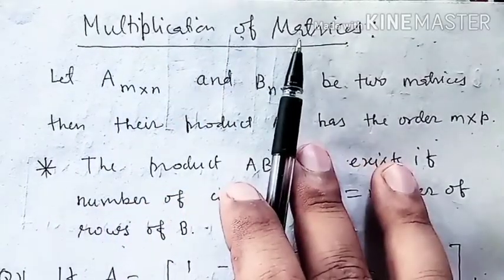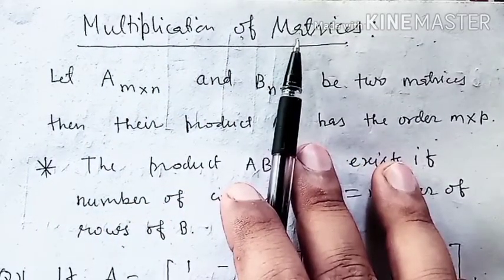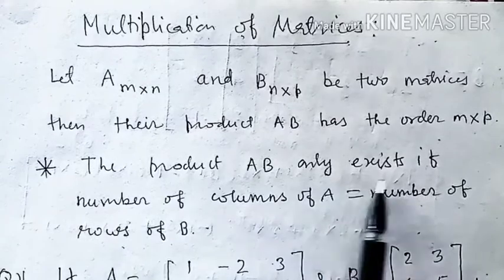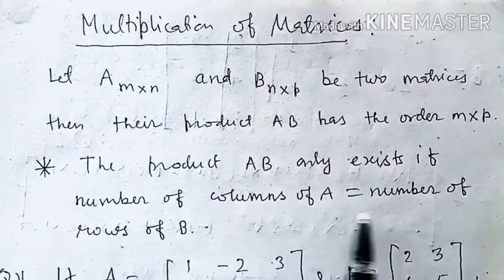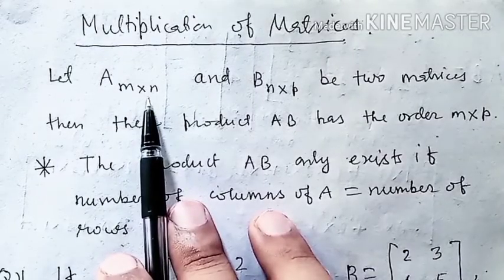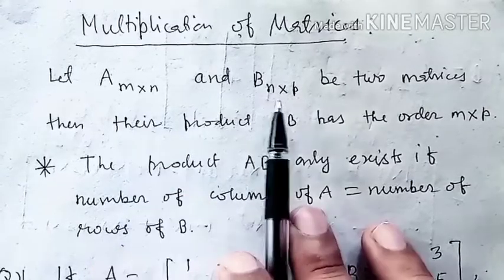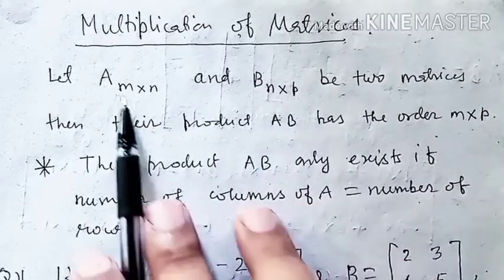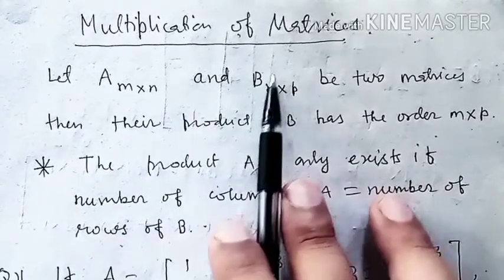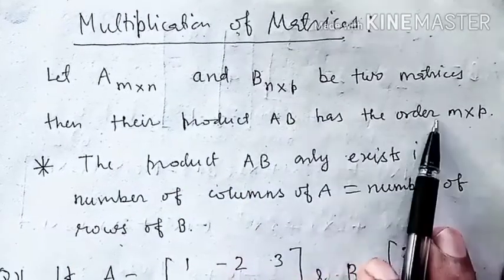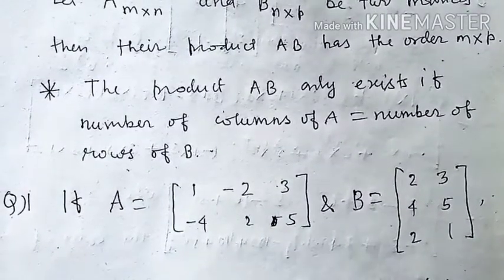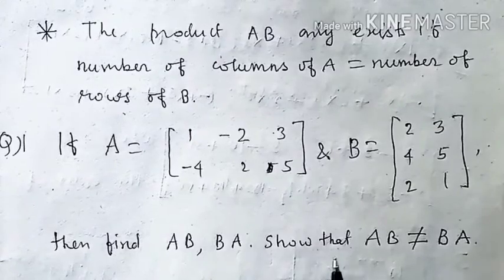Multiplication of matrices. We cannot multiply any two matrices. The rule is the product AB only exists if the number of columns of A is equal to the number of rows of B. Suppose A and B are two matrices. A has order m cross n, B has order n cross p. Then their product AB has the order, n is cancelled with n, we have m cross p. So its order is m cross p.